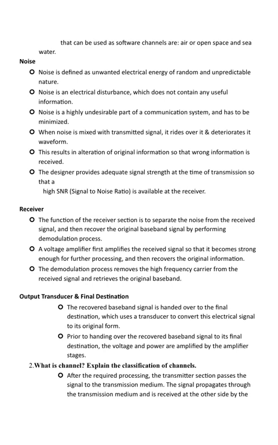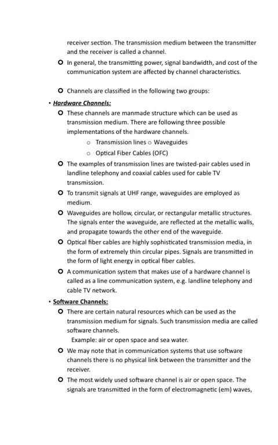Next we shall discuss: what is a channel, and explain the classification of channel. After the required processing, the transmitter section passes the signal to the transmission medium. The signal propagates through the transmission medium and is received at the other side by the receiver station. The transmission medium between the transmitter and receiver is called the channel. In general, the transmitting power, signal bandwidth and cost of a communication system are affected by the channel characteristics. The channels are classified into two groups: hardware channel and software channel.